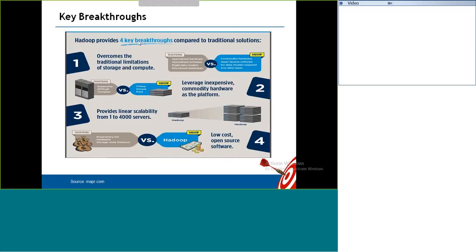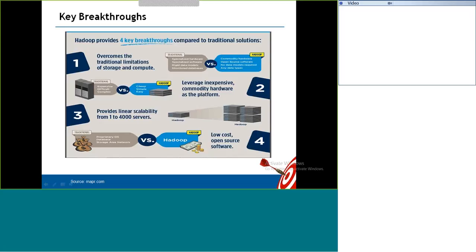For dealing with your data to do the analytics, it overcomes the traditional limitations of storage and computing. So there are no limitations on storage and computing, because there are multiple machines, and you leverage inexpensive commodity hardware as a platform. Inexpensive hardware, when assembled, can be used to build one data node, either master hardware or slave hardware. You can use the commodity hardware which is available in the open market.